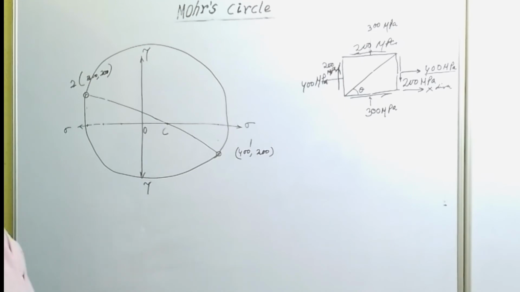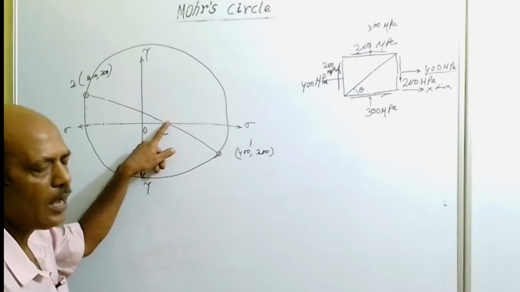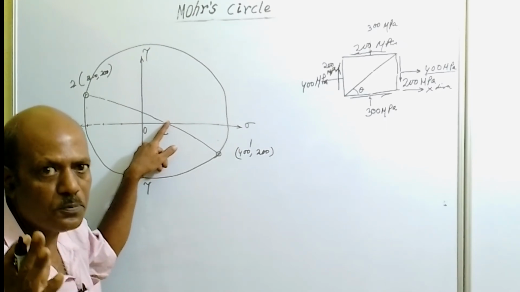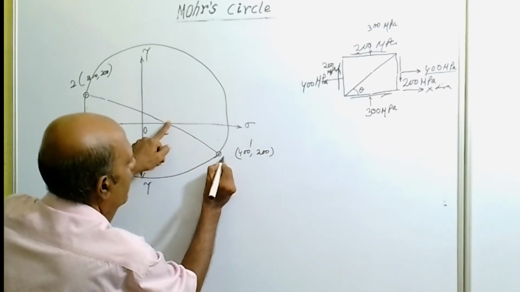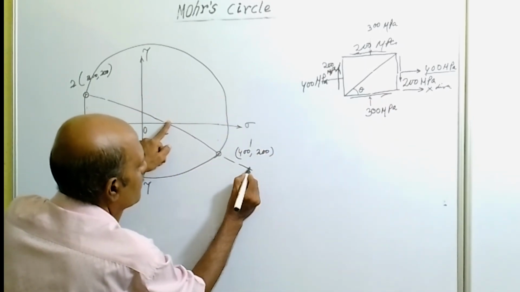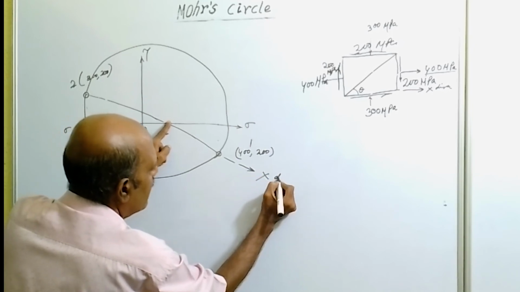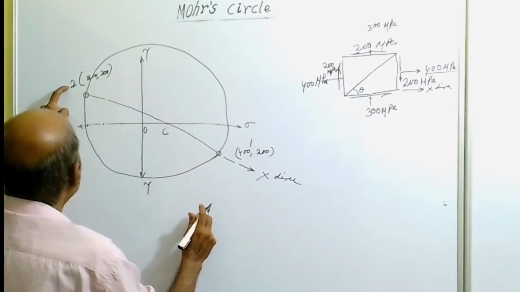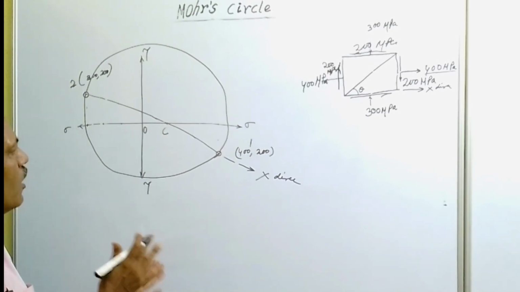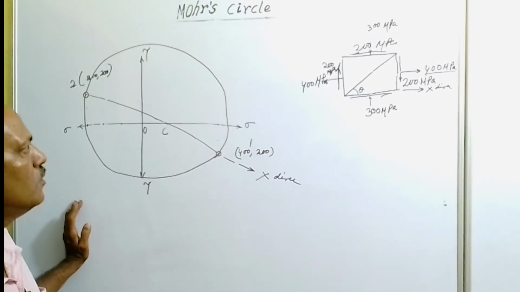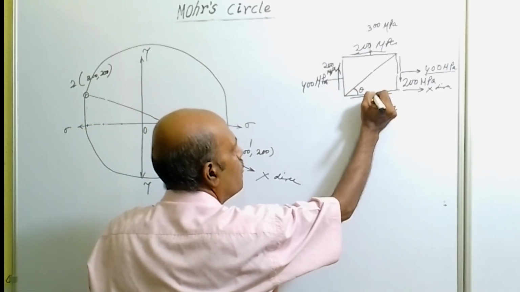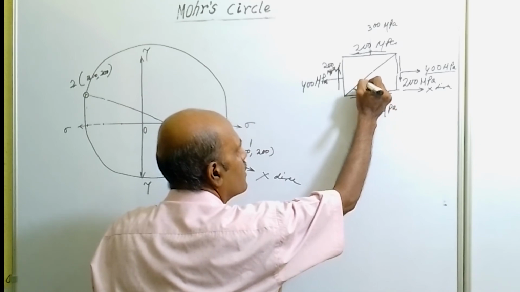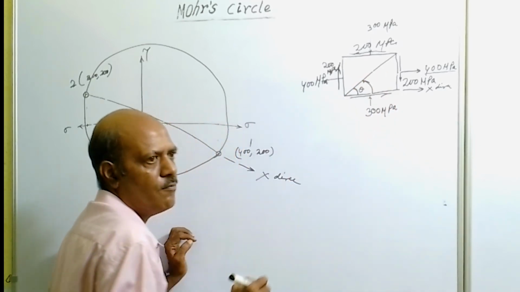Now we have to find the x direction. This is the center of the Mohr circle, and where the x point is plotted, the x point we have marked as 1. So this is the x direction. This direction is known as the x direction, and this direction is known as the y direction. Now, where is the inclined plane? When we move from the x direction in anticlockwise sense by theta angle, we will get the inclined plane.